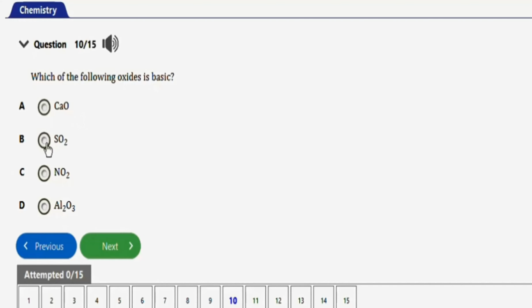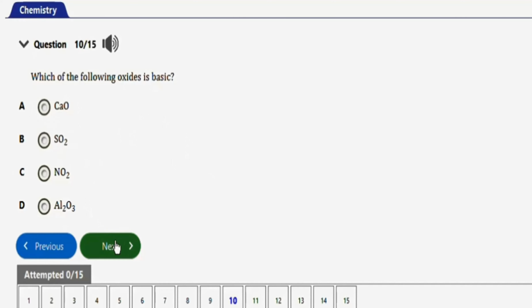Okay, this option B, oxides of non-metals are acidic in nature. Option C is also an acid. This NO2, that's nitrogen oxide. This option B is sulfur oxide. This option D, aluminum oxide, so it's not a base. Okay, so the right option here is option A, calcium oxide, the weak base.